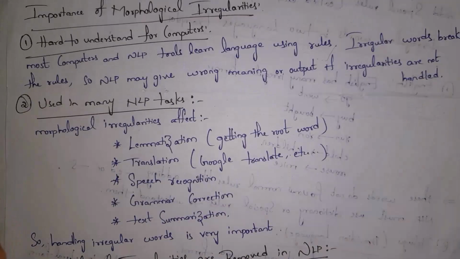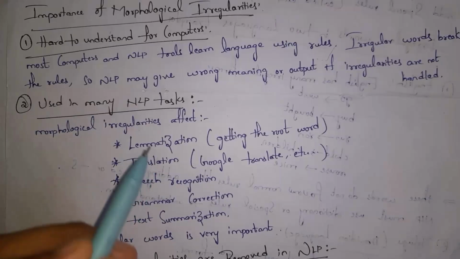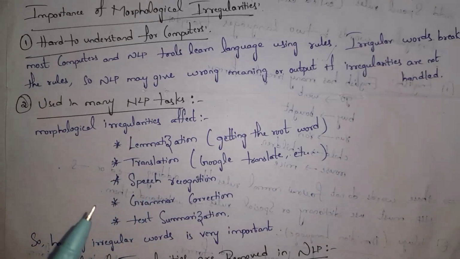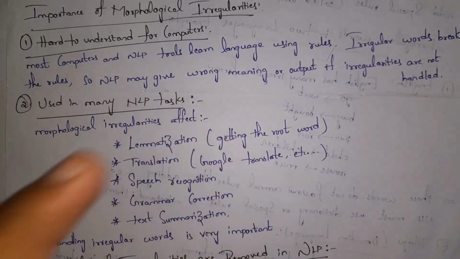These morphological irregularities are used in various NLP tasks like lemmatization. Lemmatization means converting a word to its root. For example, converting playing to play is known as lemmatization, where the root word is play. Similarly, converting running to run is lemmatization. It is nothing but bringing our word to its root. The next one is translation. We also use morphological irregularities in translation, to translate one language to another. Next are speech recognition, grammar correction, and text summarization. So we use morphological irregularities in all these NLP tasks. Handling irregular words is very important in NLP.